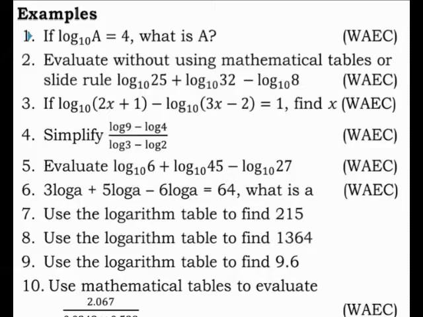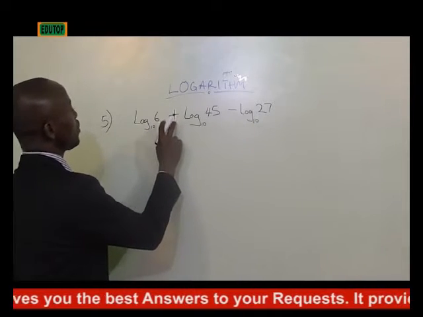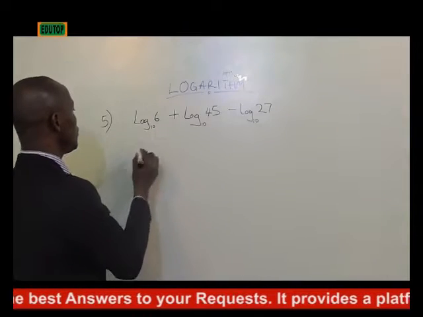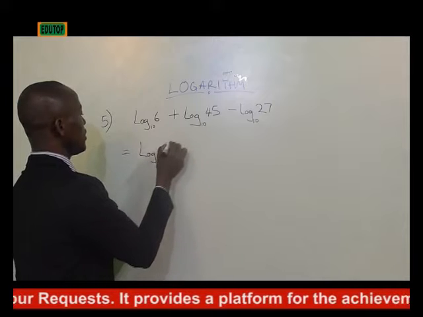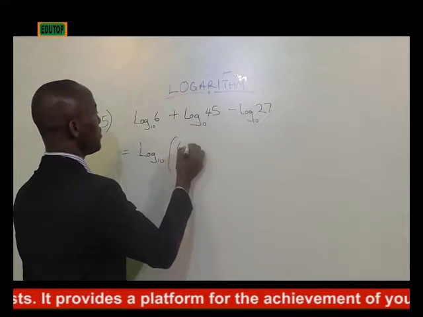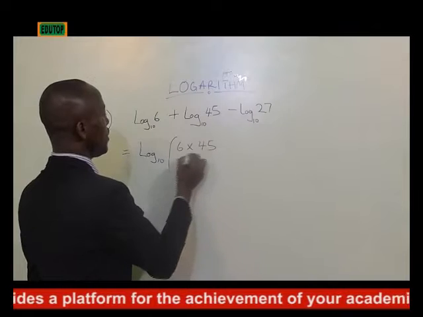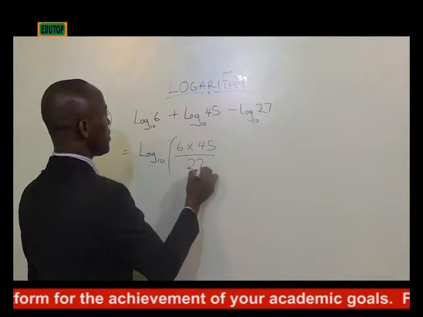Example number 5. Evaluate log 6 base 10 minus log 45 base 10 minus log 27 base 10. That is log 6 base 10 plus log 45 base 10 minus log 27 base 10. We are going to apply our log rules 1 and 2 of turning this to multiplication and these two to division. So we are having log base 10 of (6 times 45) divided by 27.